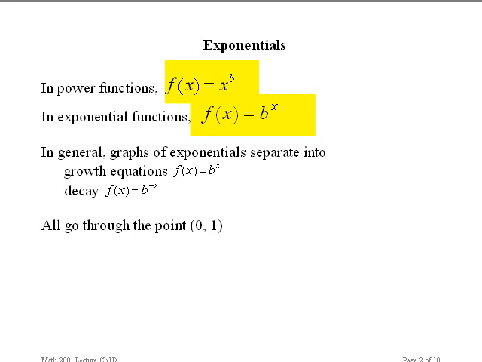We're going to look at the graphs of exponential functions as a family of functions, just as we did for the power function, but we're going to separate them into the growth equations, where f of x equals b to the x, b being greater than 1, and decay equations, f of x equals b to the negative x. You'll notice on these graphs that all the exponentials go through the point x equals 0, y equals 1.